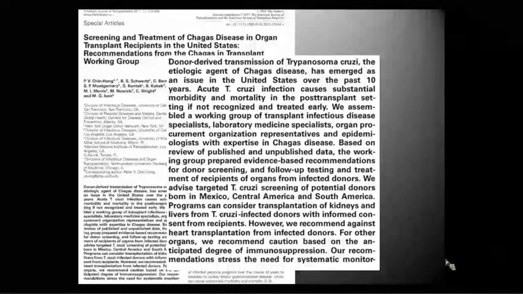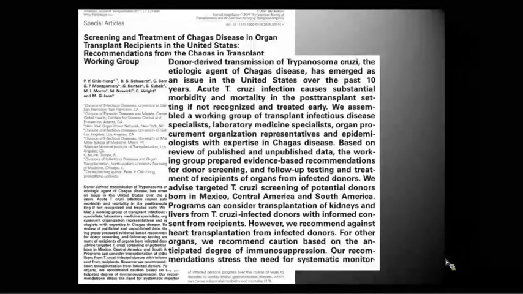So the AST, the American Society of Transplantation, has come up with guidelines on how to assess for the risk of Chagas disease. So essentially we follow a targeted screening approach where donor and recipient both, if they are from a high risk area, then we go ahead and screen them.